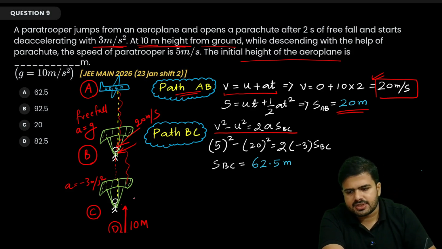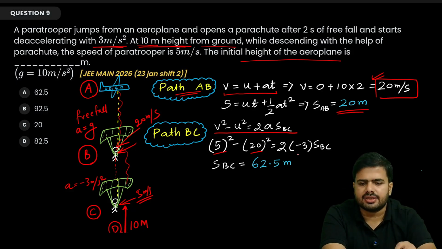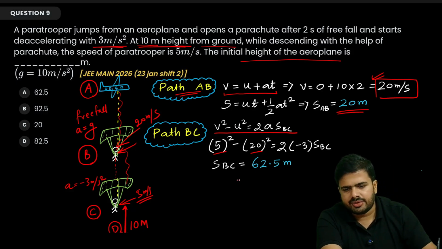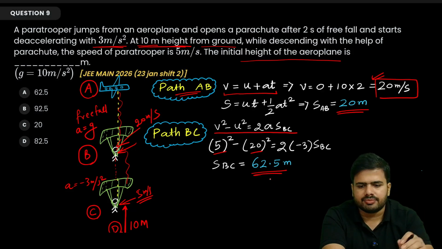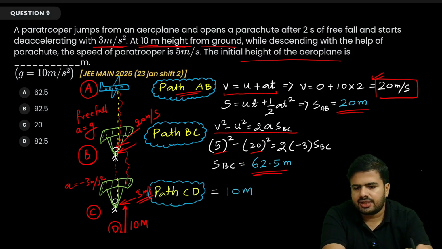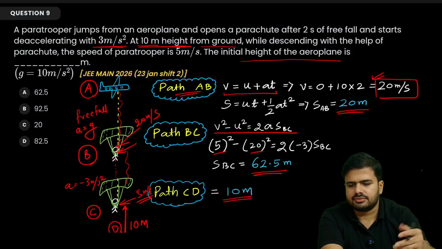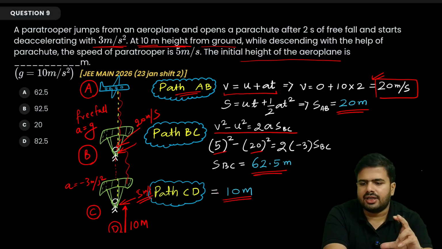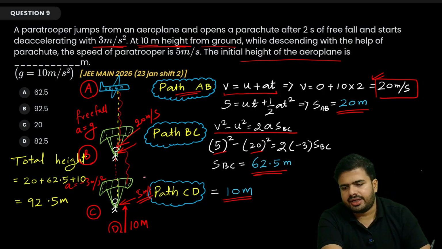At the end of C, the person has a velocity of 5 meter per second. So here we apply 5 square minus 20 square equals 2 into the retardation, which is minus 3. On solving this, we get the distance from B to C as 62.5 meter. Now C to D, they have already given 10 meter. Now we have to find the total height, so just add all the heights. 20 plus 62.5 plus 10, 92.5 meter will be the answer to the given question.